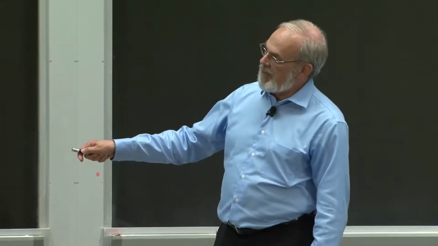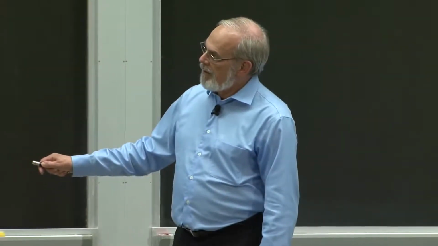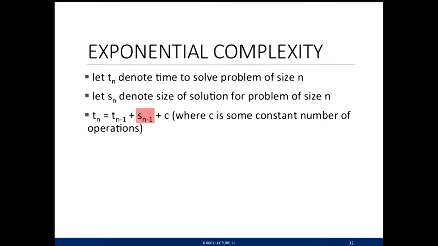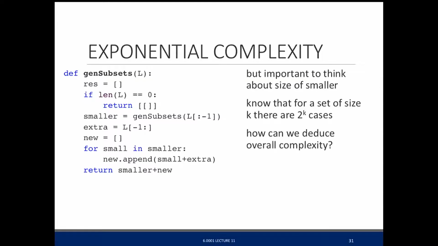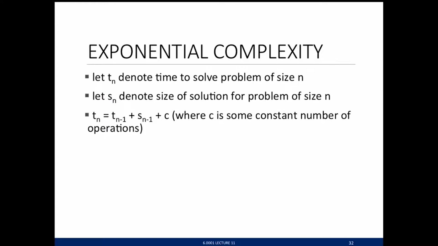The amount of time it takes me to solve the problem of size n is the amount of time it takes me to solve the slightly smaller problem, that's the recursive call to gen subsets, plus the amount of time it takes me to run over that loop, looking at everything in smaller and adding in a new version, plus some constant c, which is just the number of constant operations, the constant steps inside that loop. Again, if I go back to it, t sub n is the cost here, t sub n minus 1 is the cost there, S sub n is the size of this, and then I got 1, 2, 3, 4, 5 constant steps. So c is probably 5 in this case.